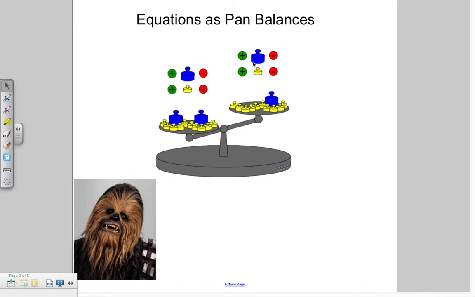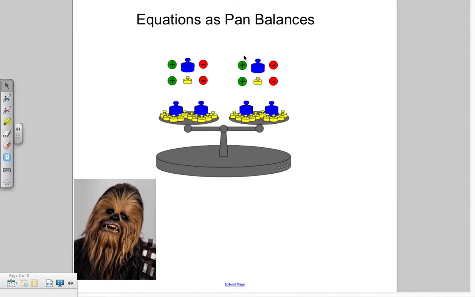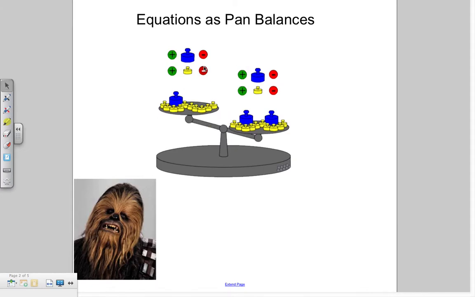But right now, in order to make it balanced, I'm going to need to add a blue piece. Okay, so now I have 2 blue pieces on both sides, and it looks like I have 1, 2, 3, 4, 5, 6, 7, 8, 9, 10 yellow pieces on both sides. So that would mean it's perfectly in balance. Now notice, if I take away one blue one on the left-hand side, it's out of balance.